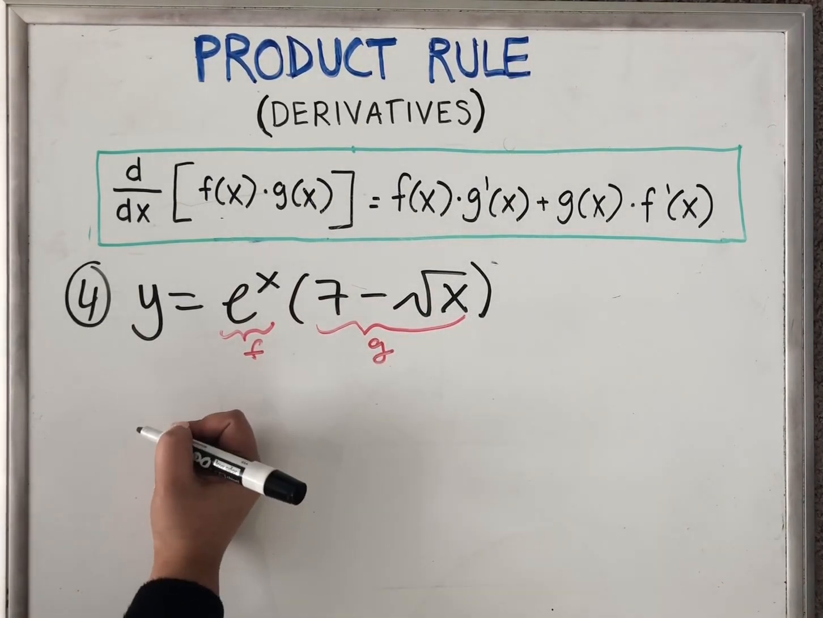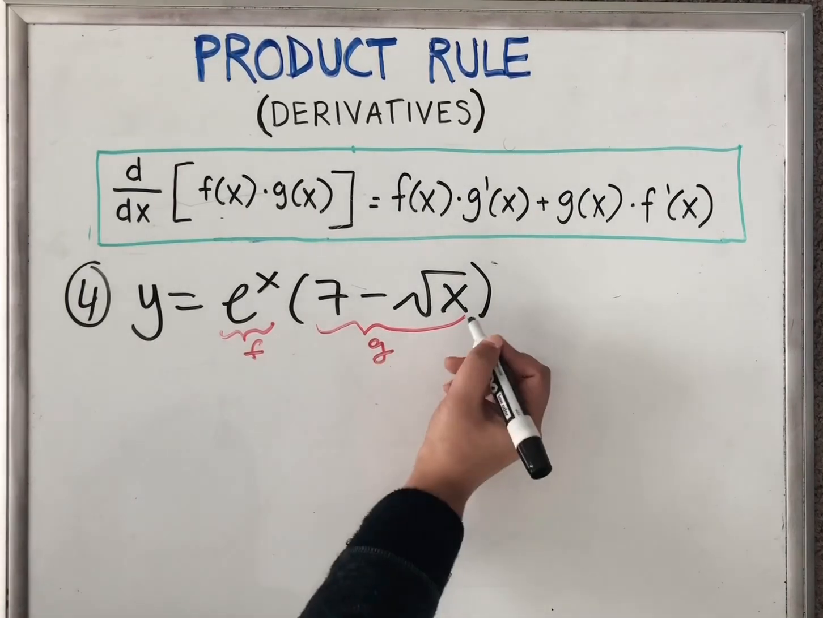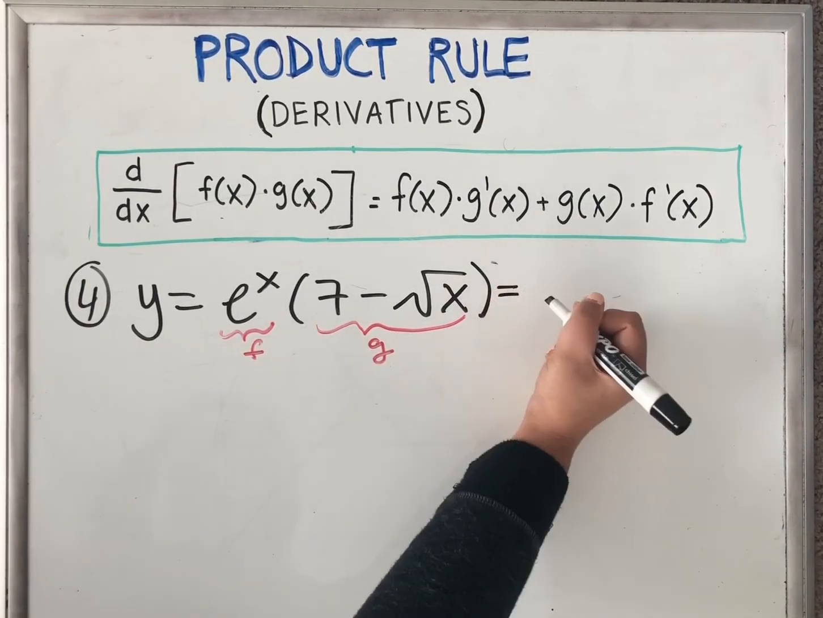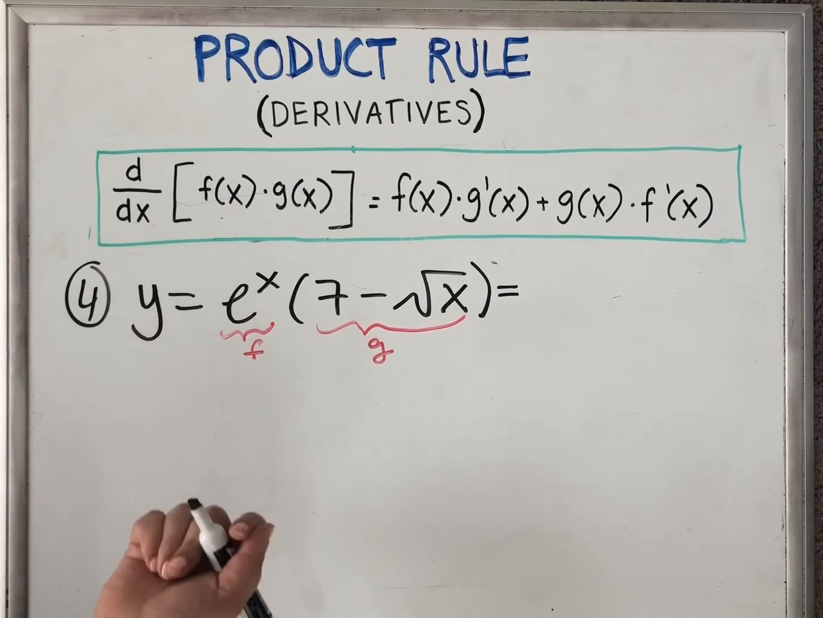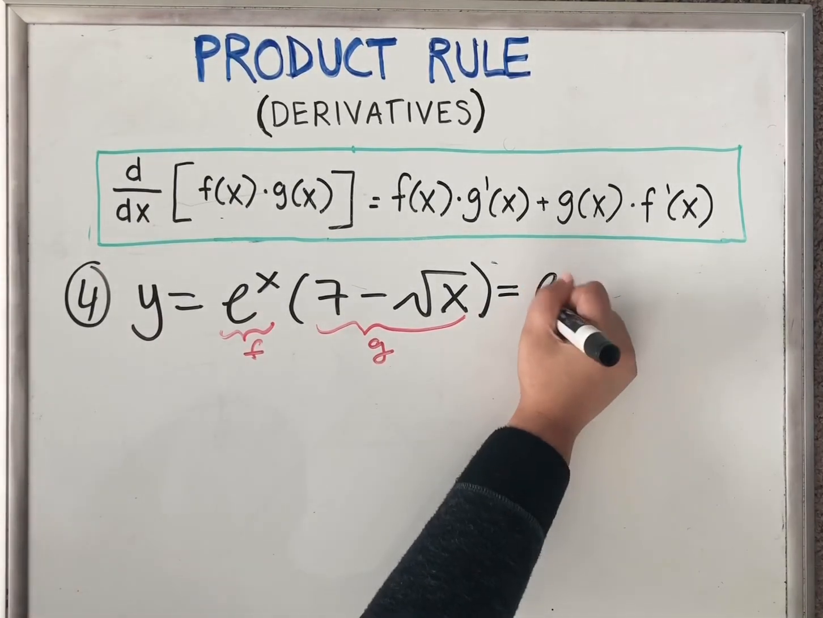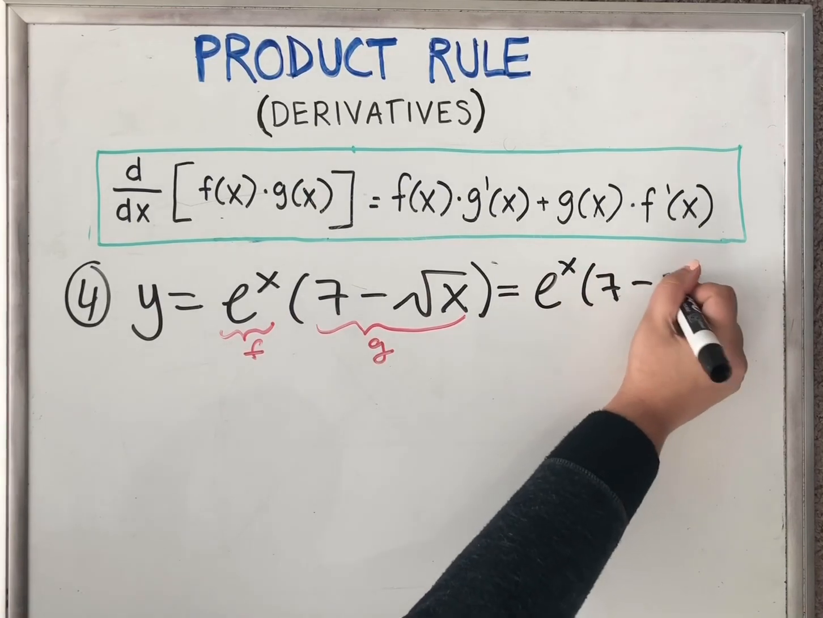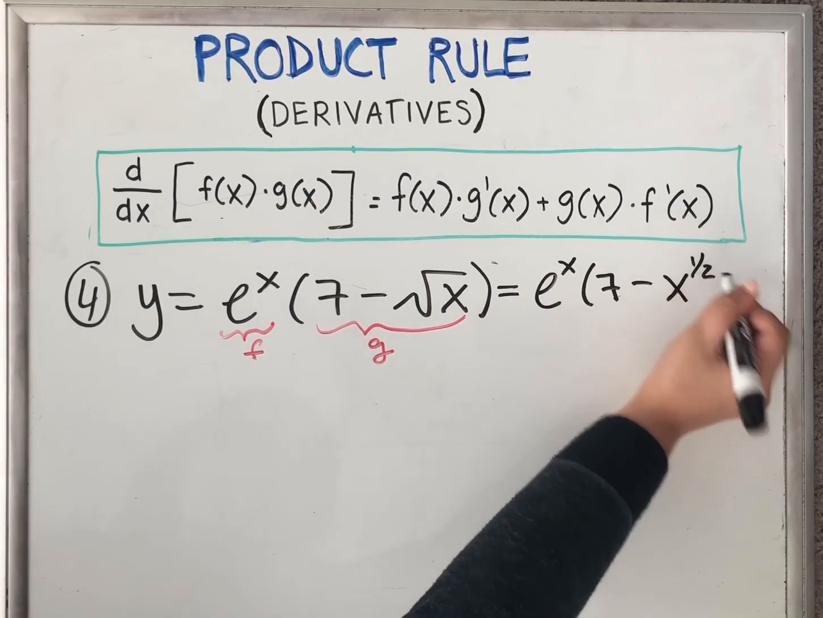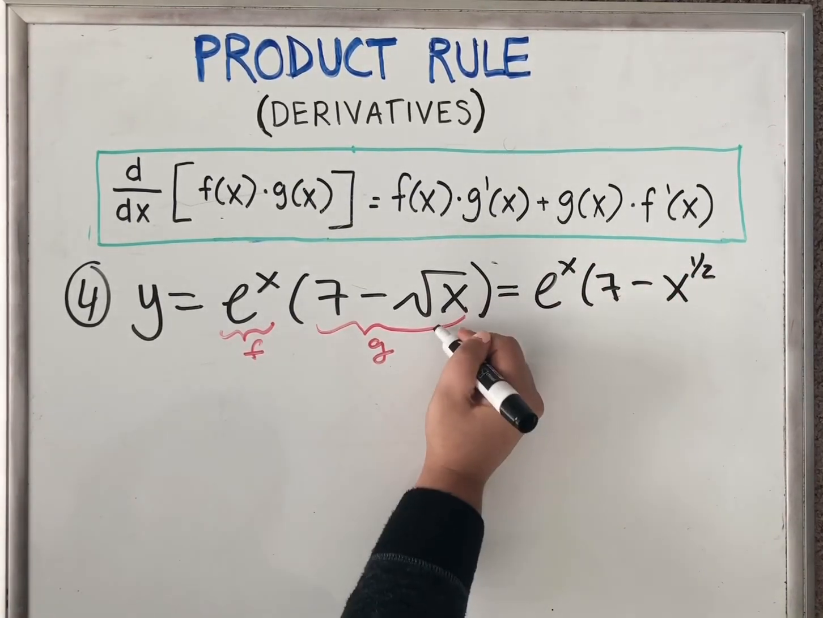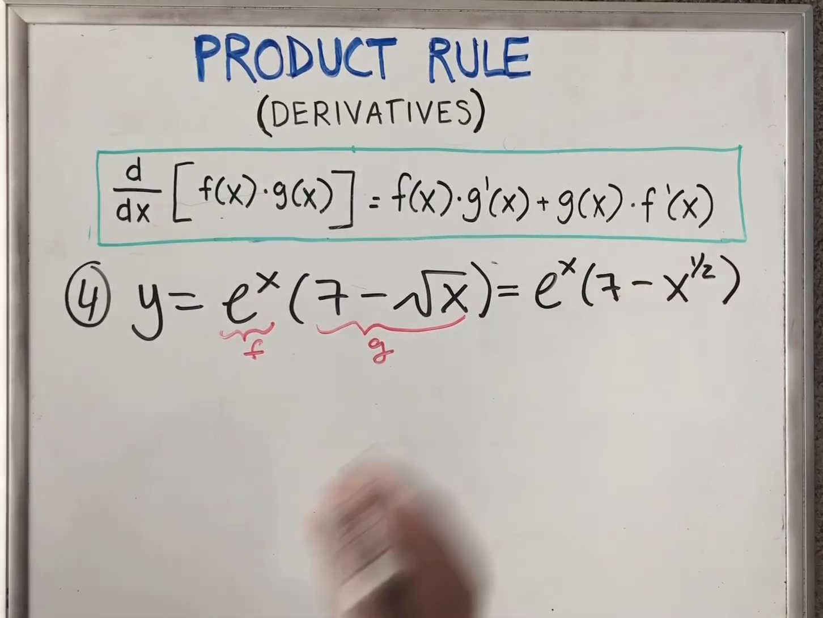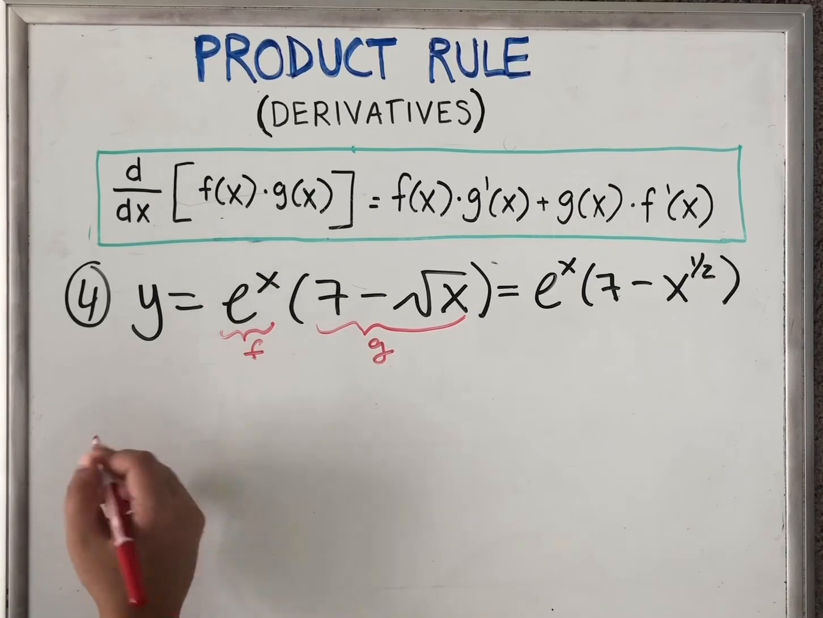For me, sometimes it helps to rewrite radicals as exponents so that we can apply our power rule when we take the derivative. So I'm going to rewrite this as e to the x times 7 minus x to the 1/2. Again, x to the 1/2 is the same as square root of x. And now we can go ahead and apply the product rule.